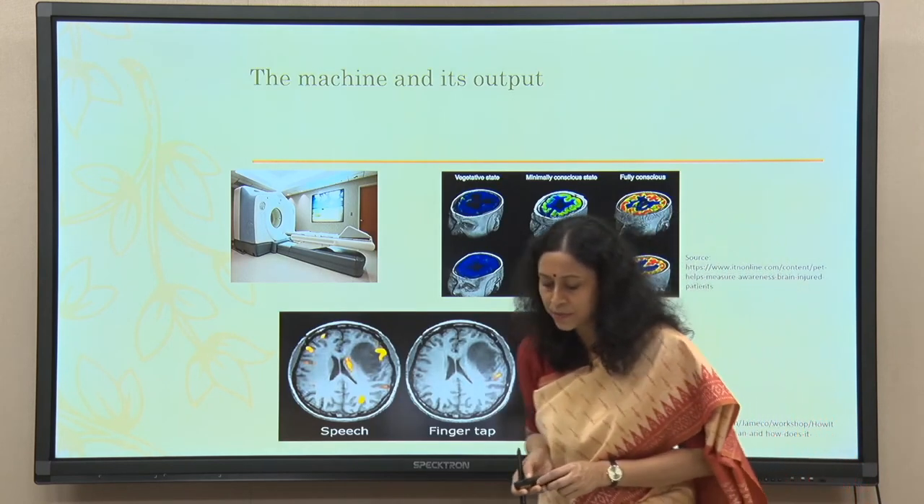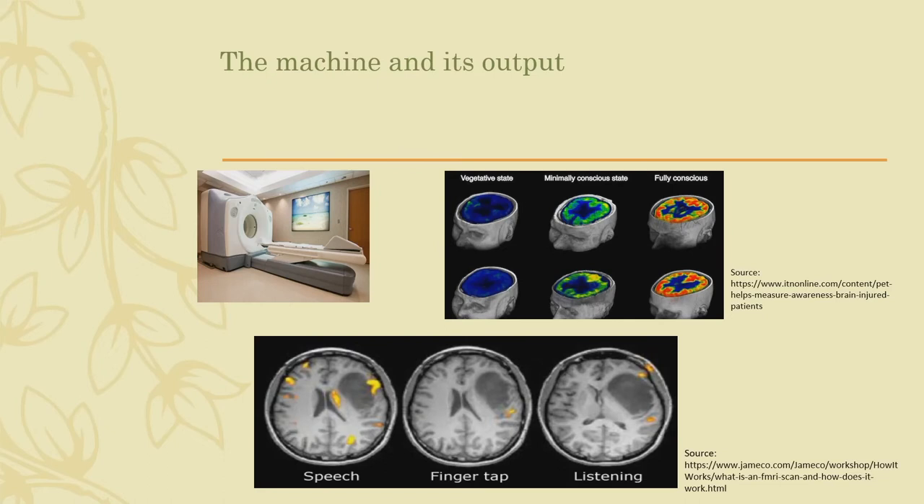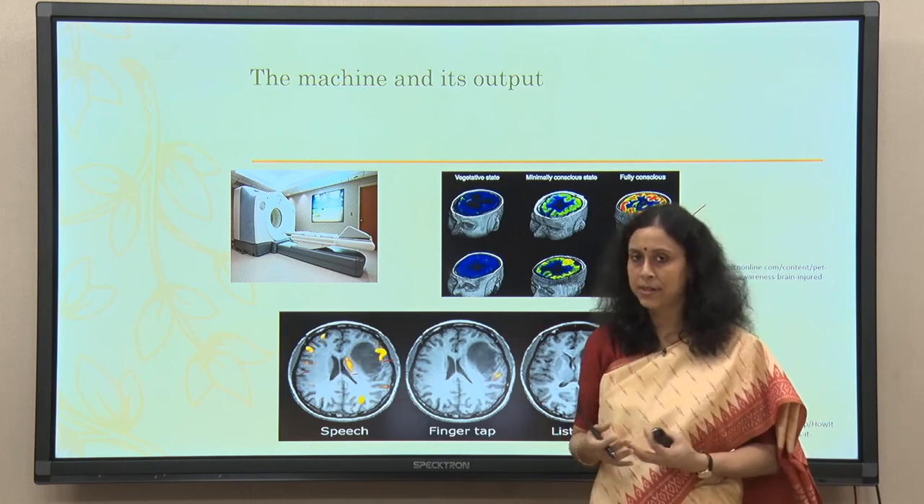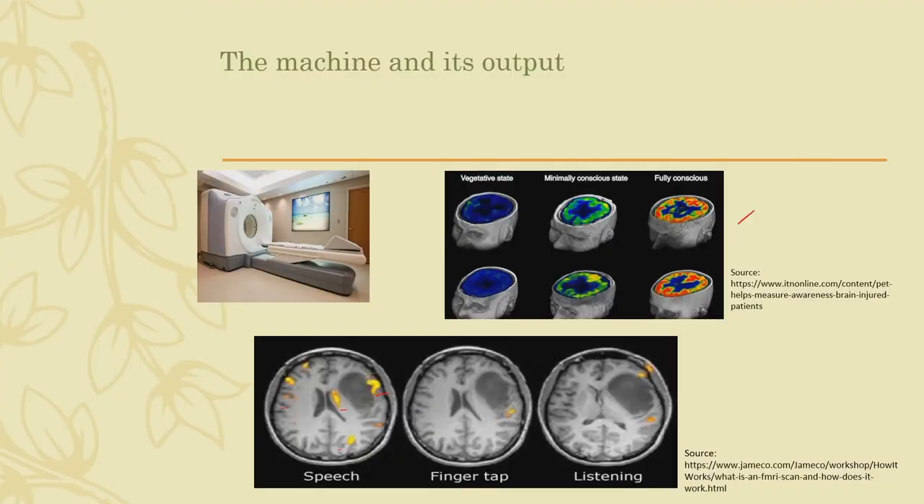This is how the machine looks in both cases. fMRI and PET machines look similar, and these are the outputs that we see. The first picture is a PET output, and this is an fMRI output. You can see that when the person speaks, these are the areas that are getting more oxygen. Getting more oxygen means getting more blood flow, and we have already seen that higher blood flow is connected to higher neural activity. So, more blood flow in these regions means these are the areas of the brain that are active when a person is speaking.